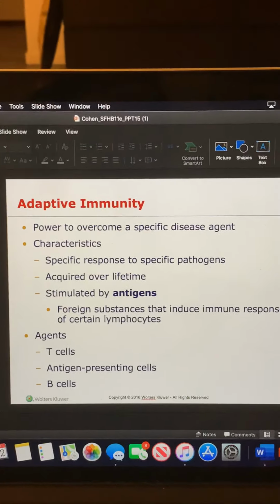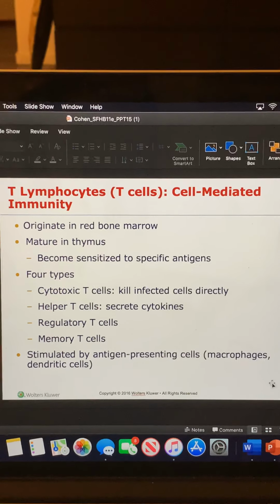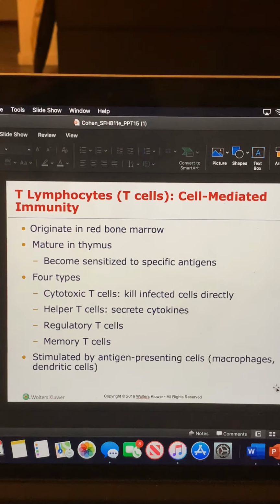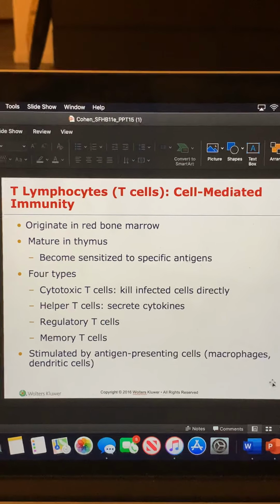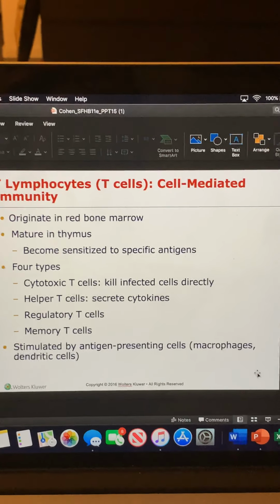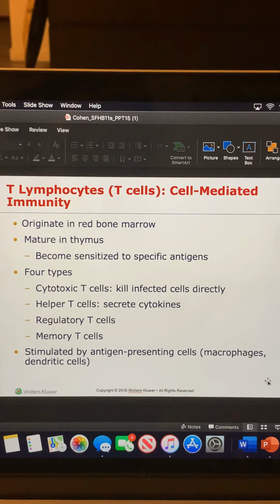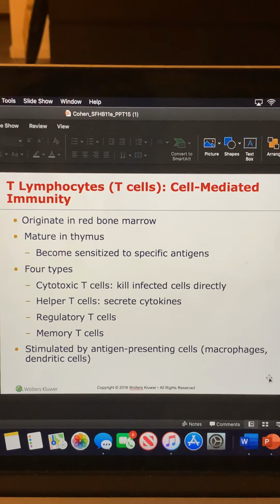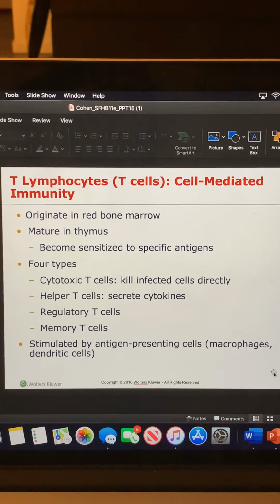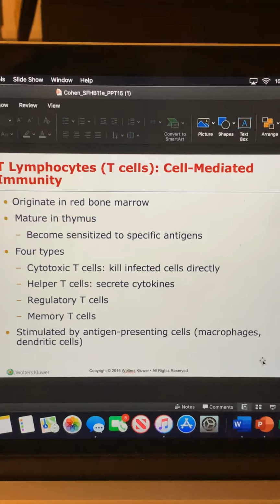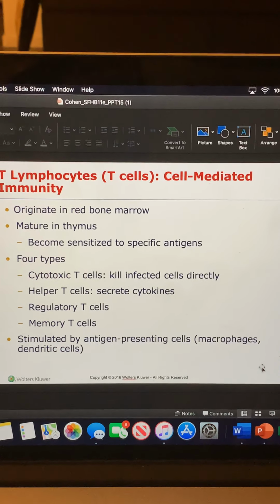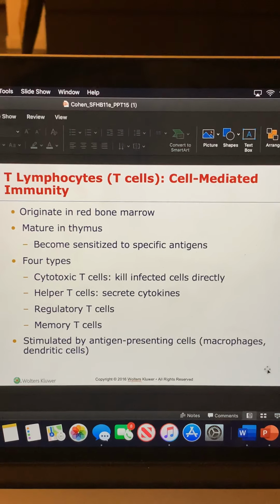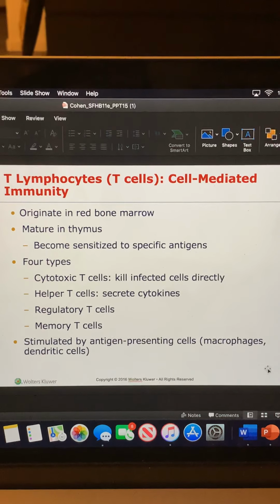T lymphocytes originate in the red bone marrow and mature in the thymus. T stands for thymus. They become sensitized to specific antigens. There are 4 types: cytotoxic T cells, which kill infected cells directly; helper T cells, which secrete cytokines; regulatory T cells; and memory T cells. They are stimulated by APCs, or antigen-presenting cells, which include macrophages and dendritic cells.